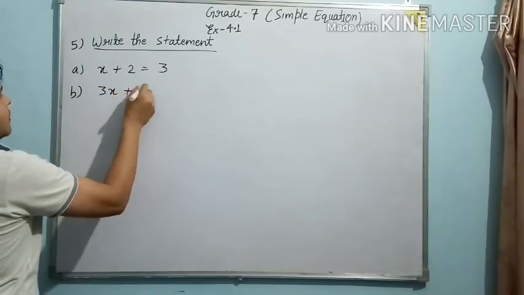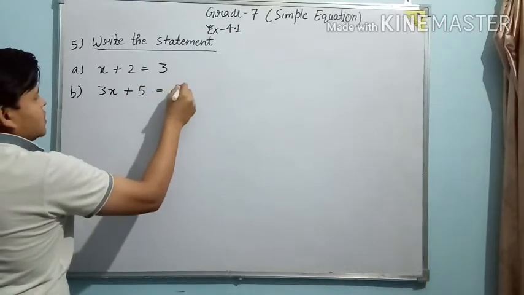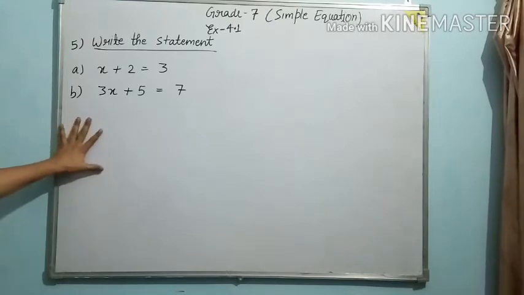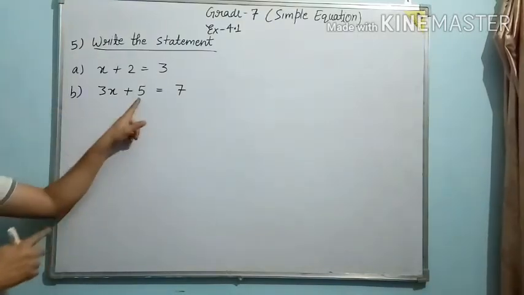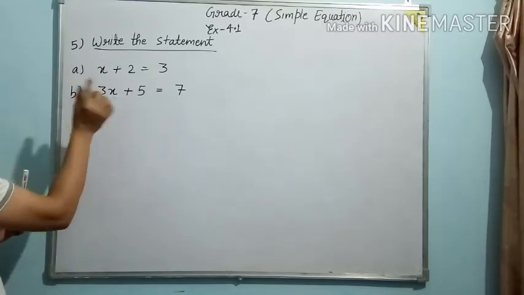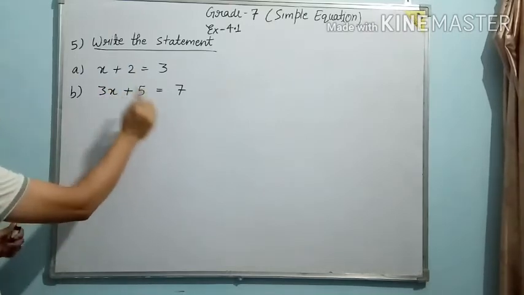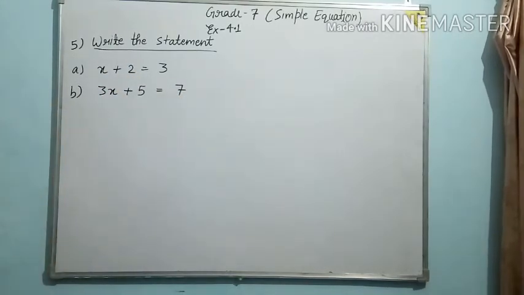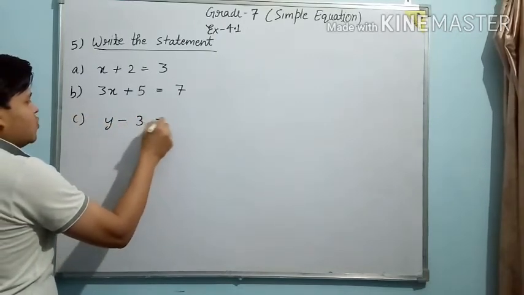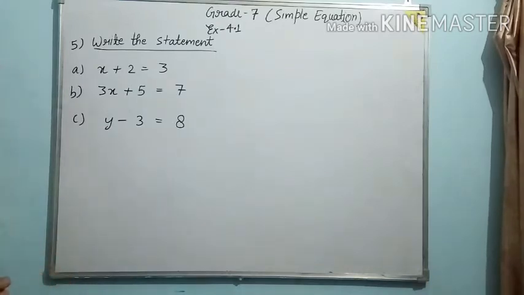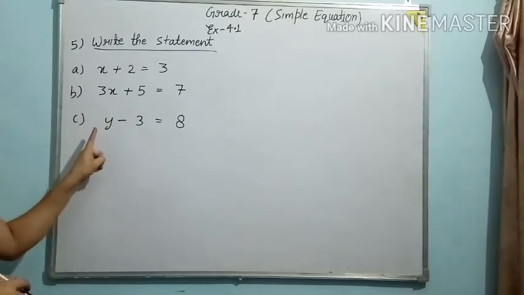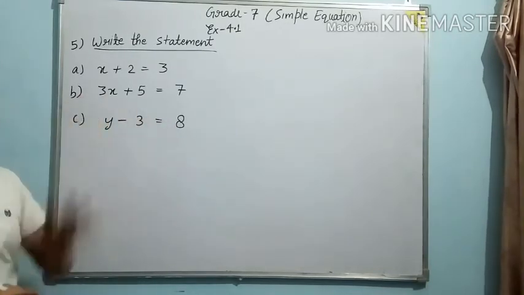Similarly, suppose we have 3x plus 5 is equals to 7. I have taken an example. What will we write for this? We will write the sum of 5 and 3 times x is 7. Similarly, we have this, say y minus 3 is equals to 8. You will write that 3 is subtracted from y gives 8.